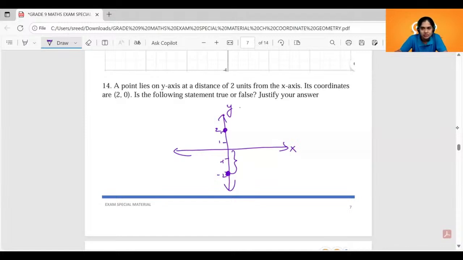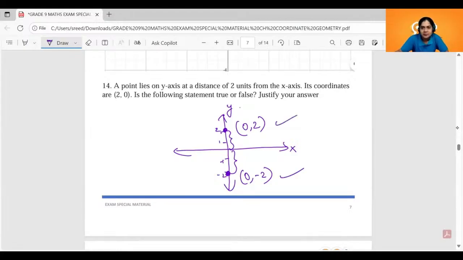Its coordinates are 2, 0. Is it like that? When a point is on the y-axis at a distance of 2 units from the x-axis, this is actually 2 units from the x-axis. So how will you write the ordered pair of that? The x coordinate is 0. You have only the y coordinate, which is 2. The x coordinate means it's 0. The x coordinate is 0 over there, right? So these are the possibilities.